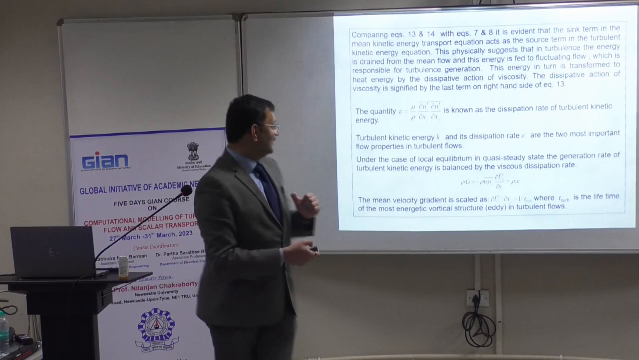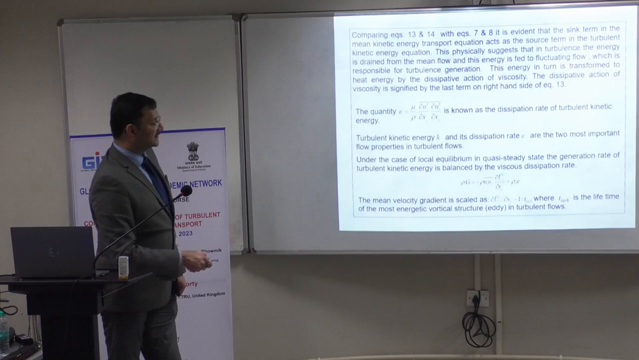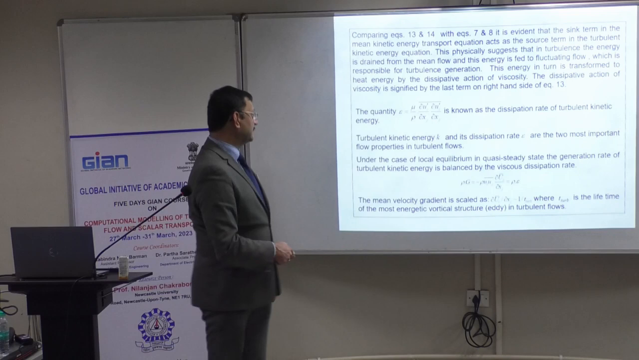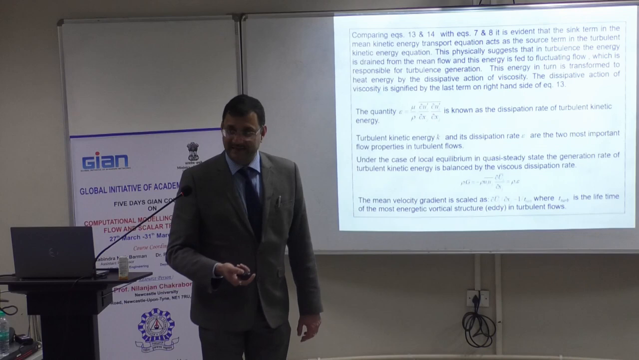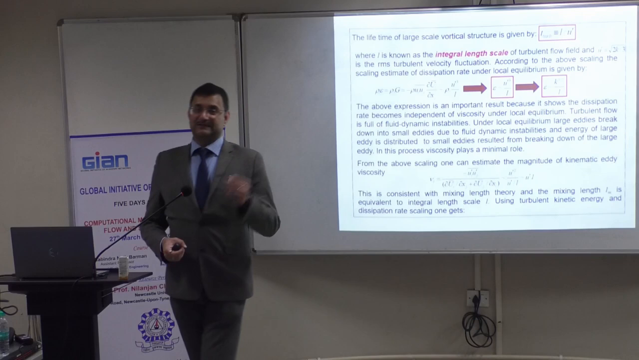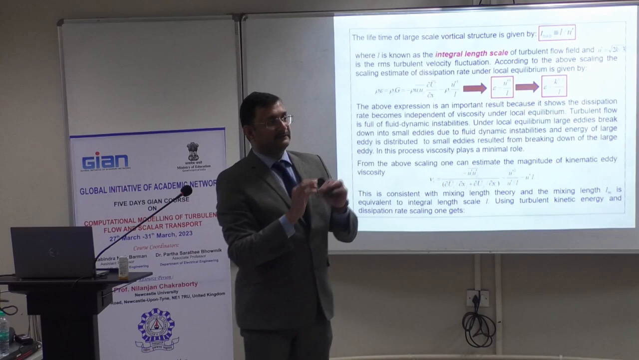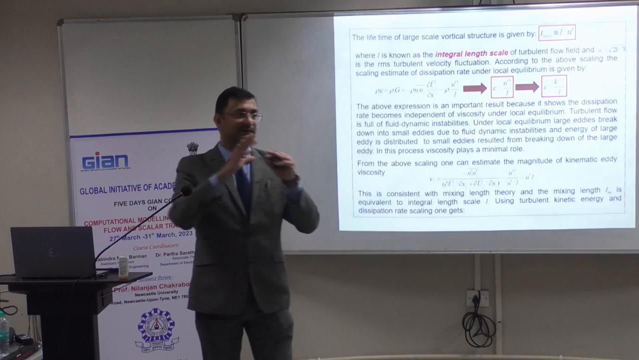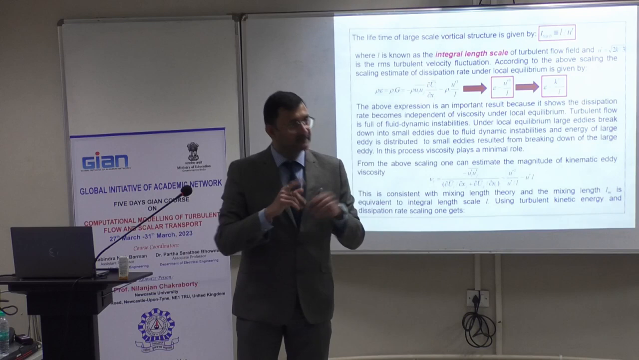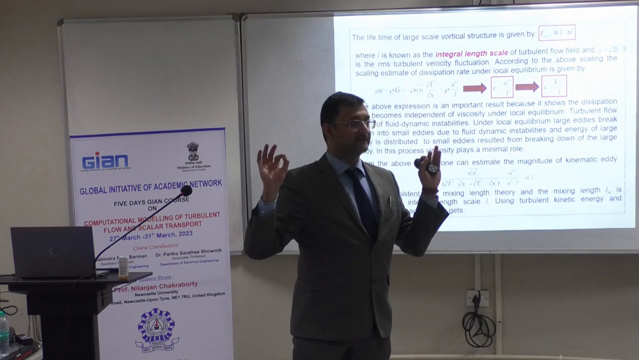So if we do this, very often this mean gradient is scaled as 1 upon the turbulent time scale. It's the lifetime of the most energetic eddy structure in the turbulent flow, often referred to as the eddy turnover time. It's given by the integral length scale divided by u prime. u prime is the RMS velocity fluctuation. What the integral length scale is, I will explain later, but for the time being, you can consider the integral length scale is the length scale at which most energy is concentrated in turbulence. It's the most energetic length scale in turbulent fluid motion. Alternatively, you can consider that if you want to have two statistically independent velocity signals, you have to go that much distance. It's the separation between two statistically independent velocity signals. Clear?